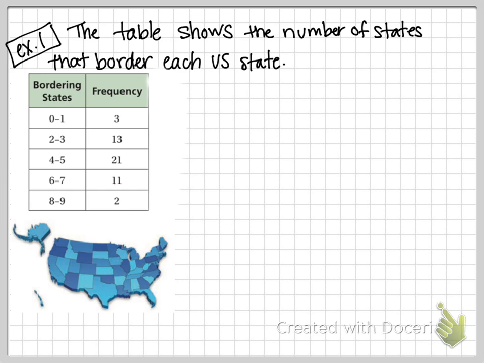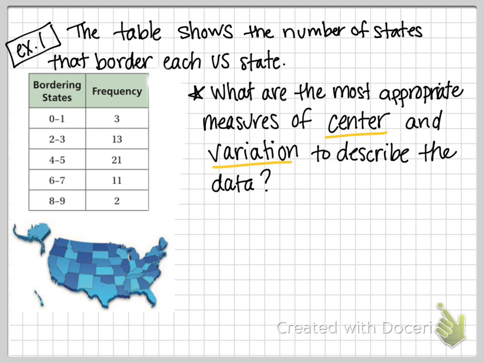For example, this table shows the number of states that border each U.S. state. So it's taking a state, and then the frequency shows how many states does that state have bordering it. So it's showing how many border states every state has in the U.S. Now, here's what it says. What are the most appropriate measures of center and variation to describe the data?